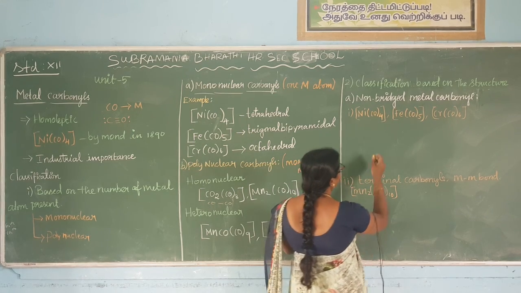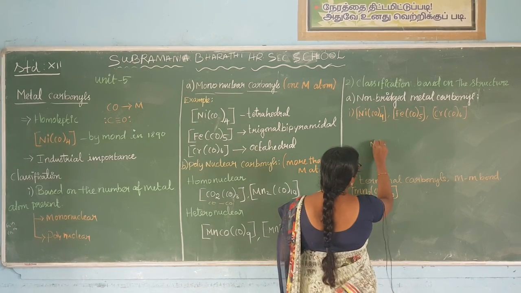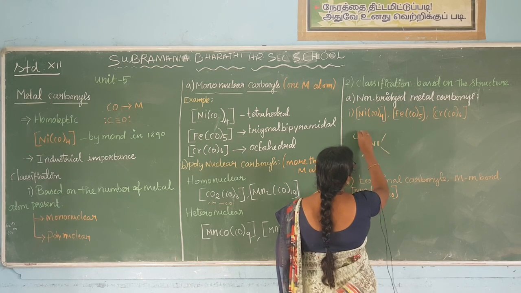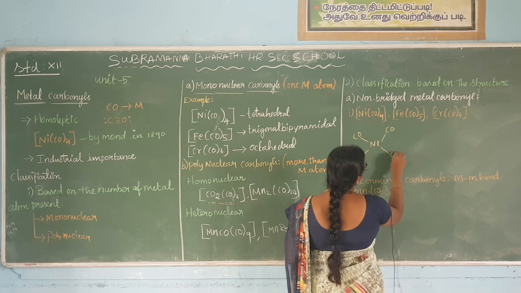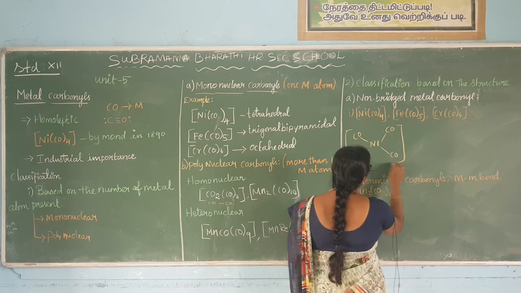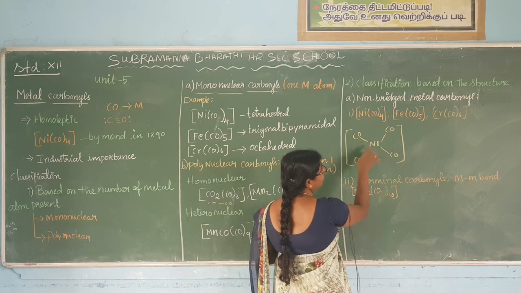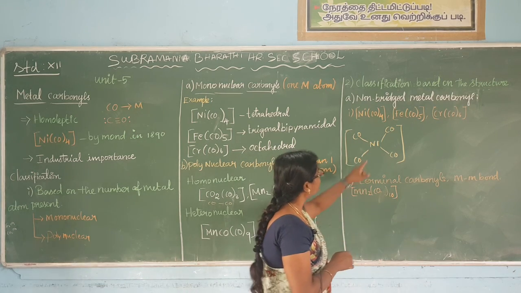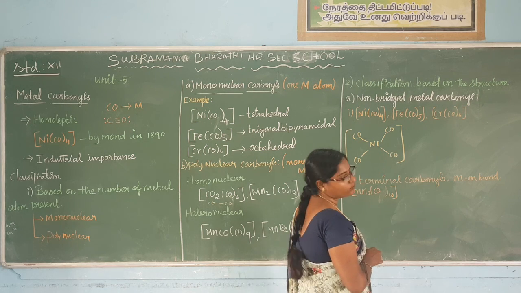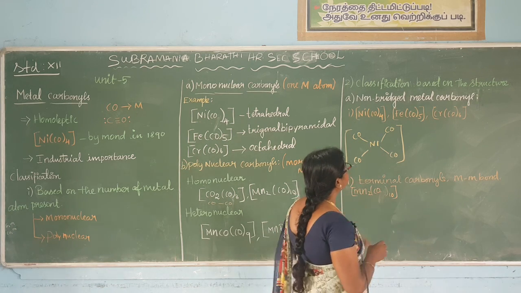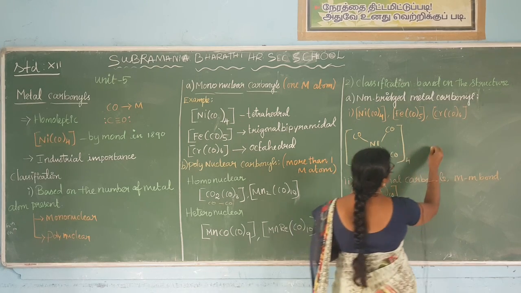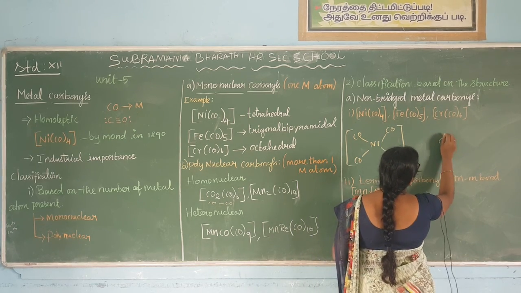Let me write the structure here. So, nickel is at the center, carbonyl. All the carbonyl groups donate a pair of electrons towards the nickel atom. All the carbonyl groups donate their electrons to form a bond. Okay. So, it is nickel tetracarbonyl and the next one is iron pentacarbonyl.